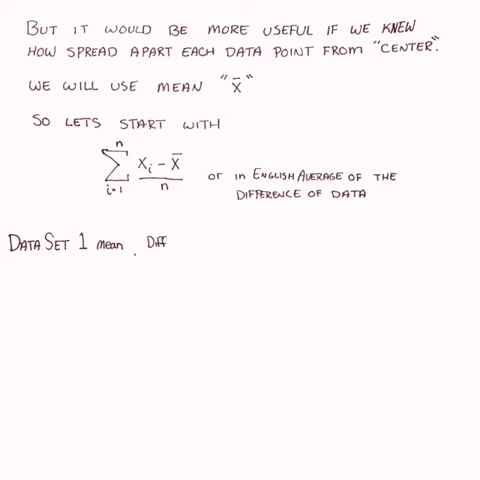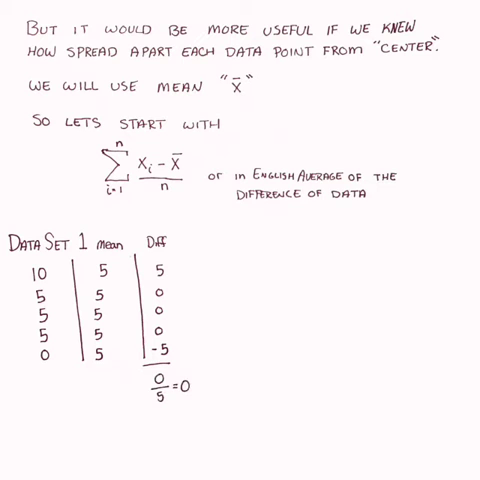So starting with data set 1, I'm going to have the data set, I'm going to have the mean, and then the difference. Those are going to be my 3 columns. The data set is pretty easy, I copy it over. And the mean's even easier because it's the same number for all of them, and we took that from the previous page. Then we subtract all those, and we get a 5, 3 zeros, and a negative 5. We add them all up, and we divide by the number of items in our data set, so we have 0 divided by 5, which is 0, and we're done.